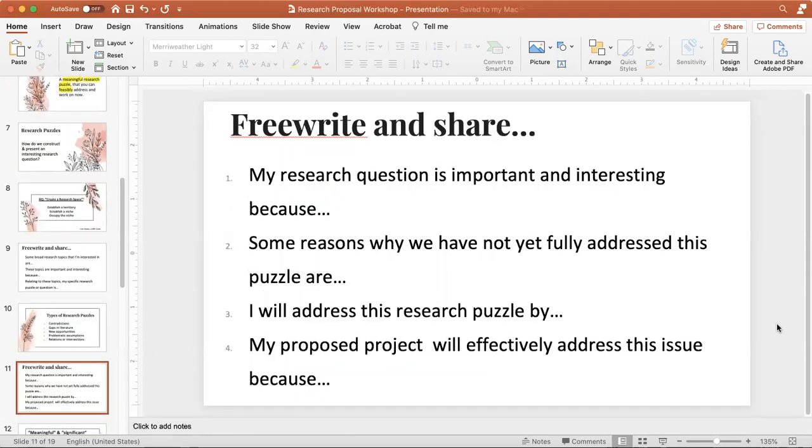All right, so here is another free writing exercise to help you brainstorm some ideas. First, my research question is important and interesting because of reasons A and B. Some reasons why we have not yet fully addressed this puzzle are X and Y. I will address this research puzzle by doing these things, and my proposed project will effectively and successfully address this issue because of reasons. Maybe it's because you're using some different methods or some new technology to really answer this research question. Whatever that is, try to think through these ideas.